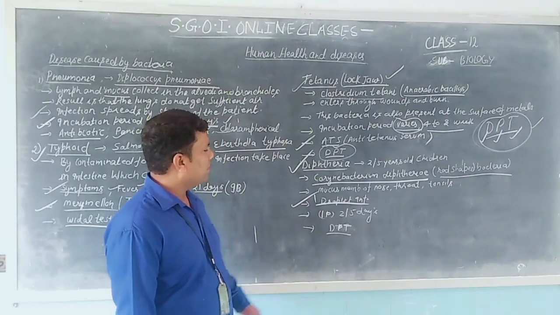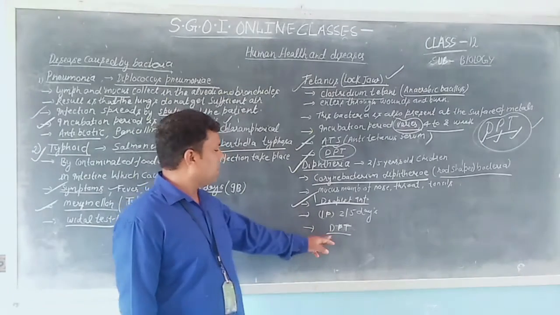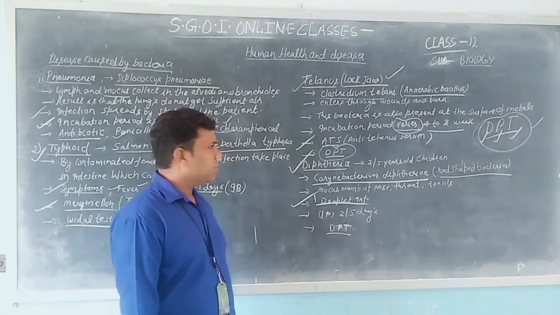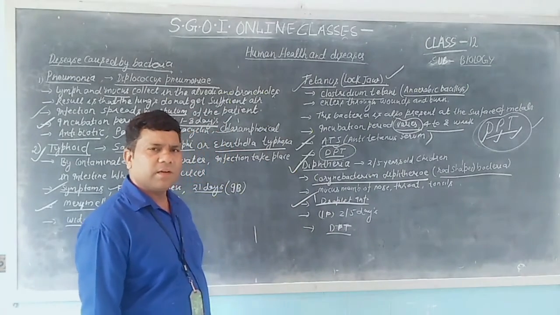The vaccine works for three types of diseases: diphtheria, pertussis and tetanus. So students, these are the diseases actually caused by bacteria.